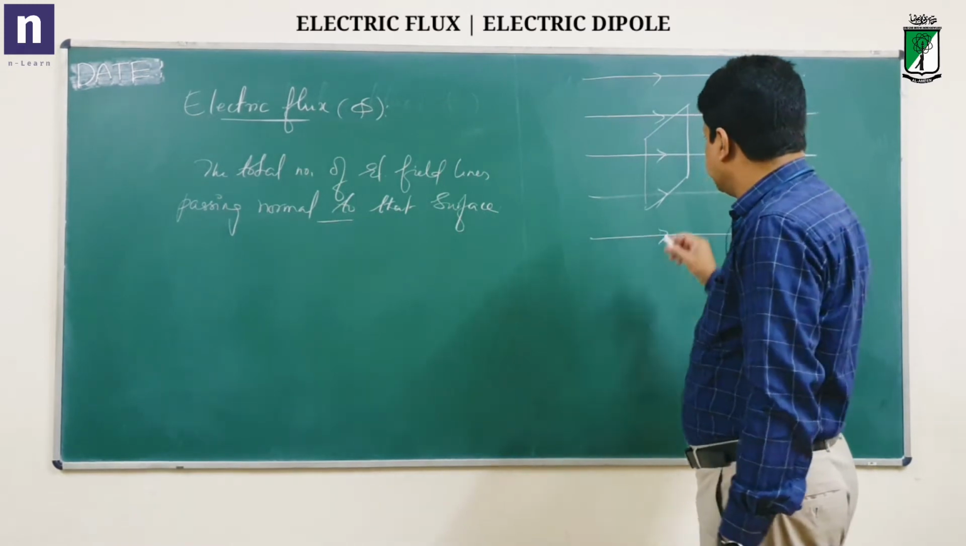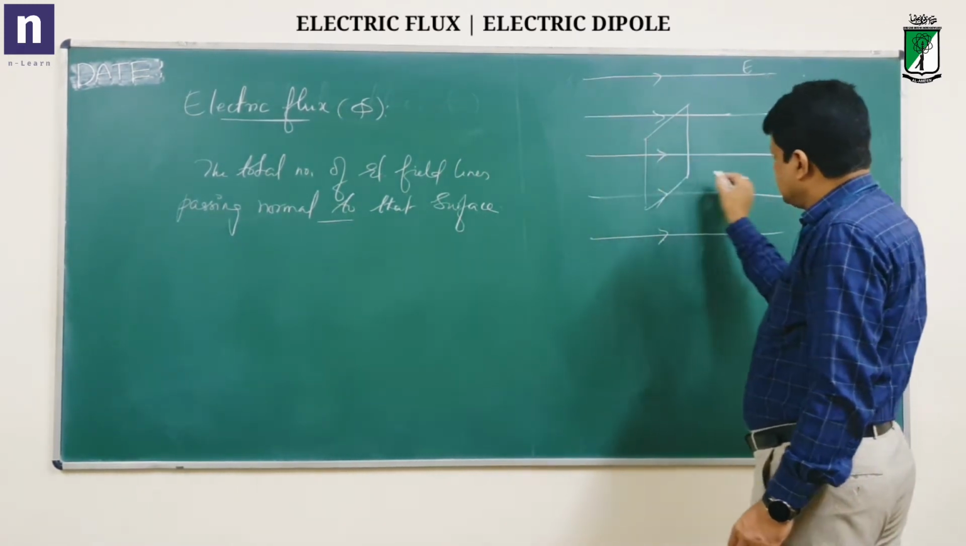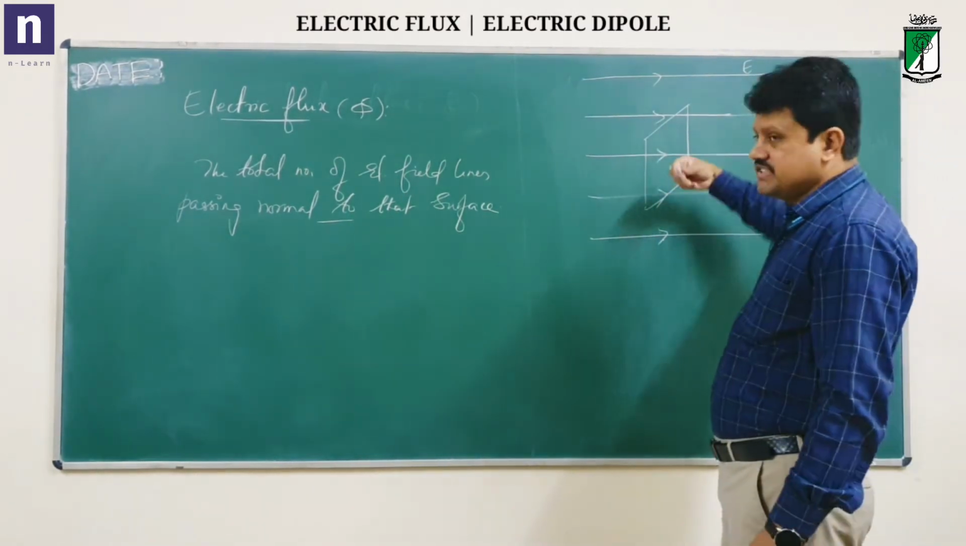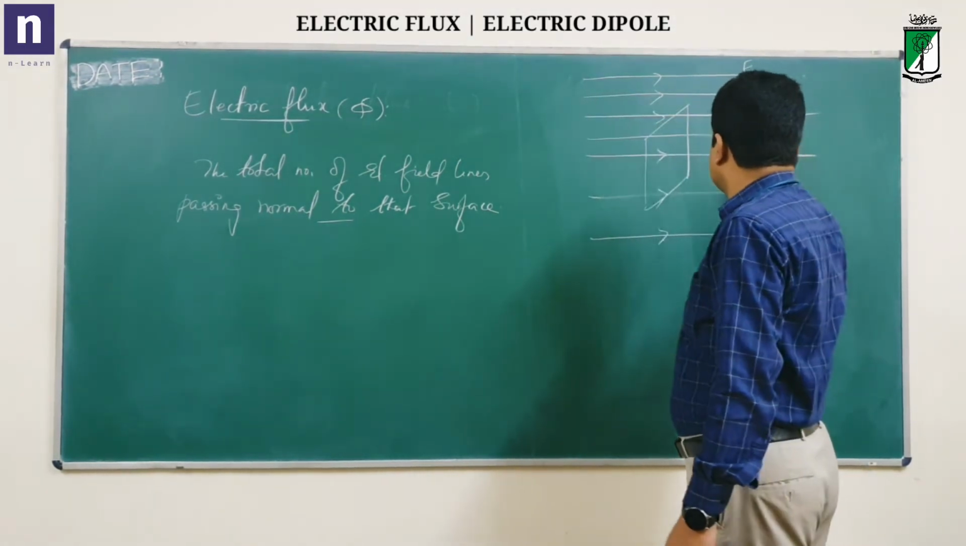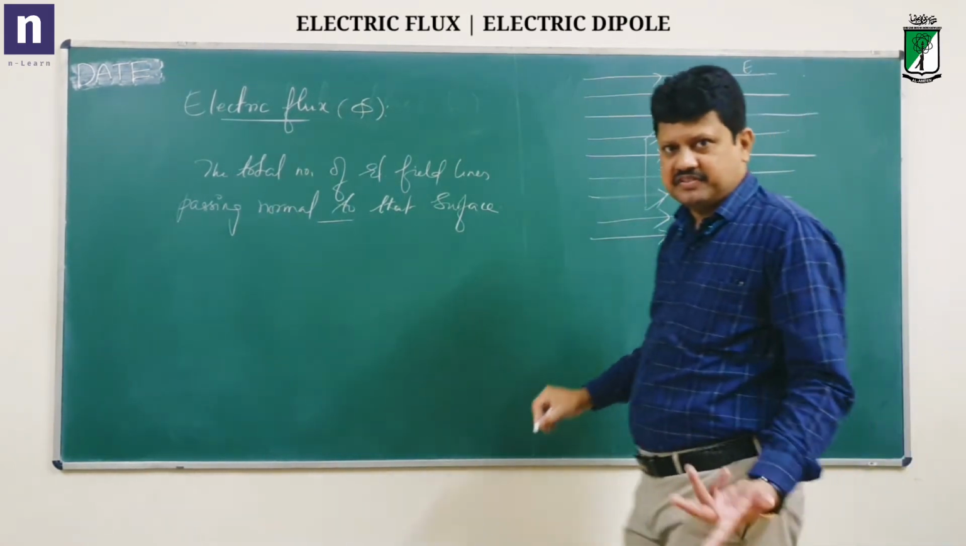So, by this you can say, if I increase the strength of the field, say for example, E is the strength here already. Now I will try to increase the strength of the field. What will happen? How to increase the strength of the field? You know it. By increasing the density of field lines, right?